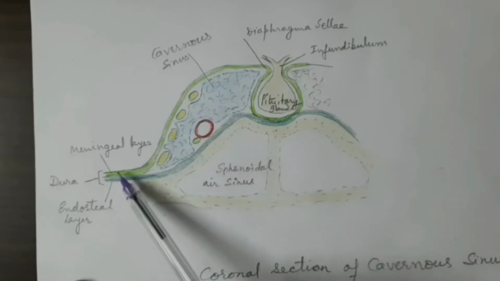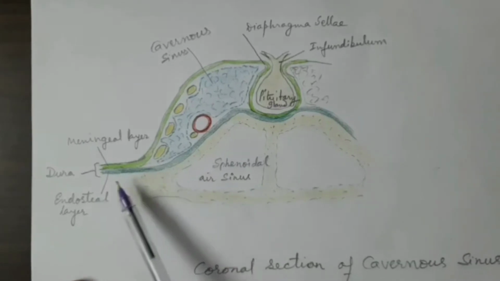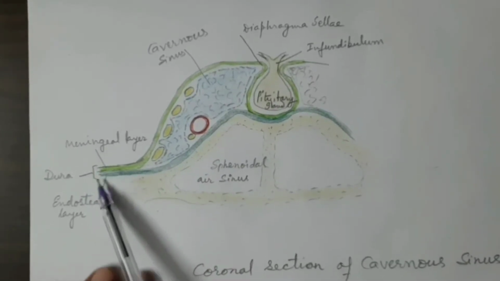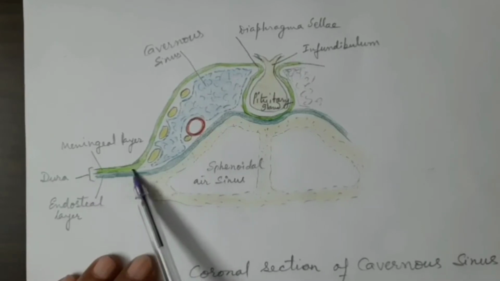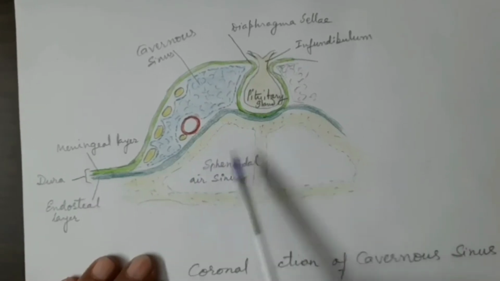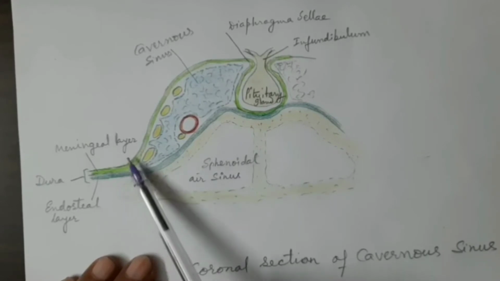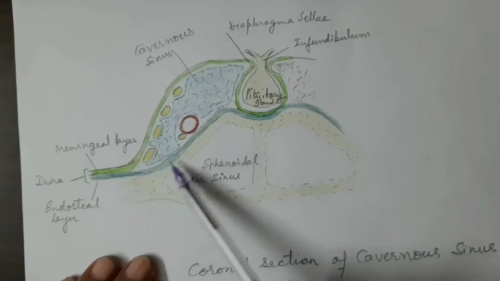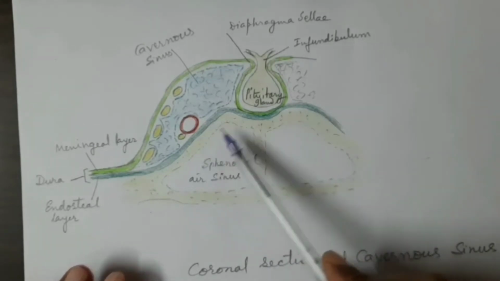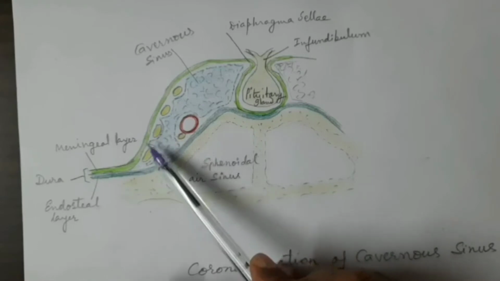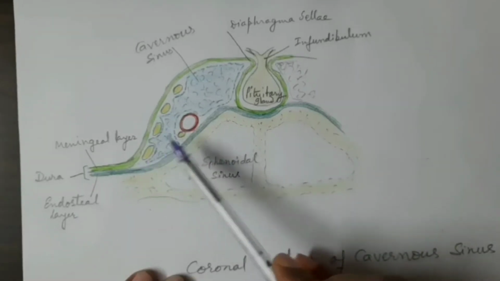So there is an endosteal layer and meningeal layer. When this dura mater covering the floor of the middle cranial fossa, the greater wing of the sphenoid, comes towards the body of the sphenoid, it splits into two layers, endosteal layer and meningeal. Since the endosteal layer is always firmly attached with the bone, it will remain here. The meningeal layer will go away from the endosteal layer.